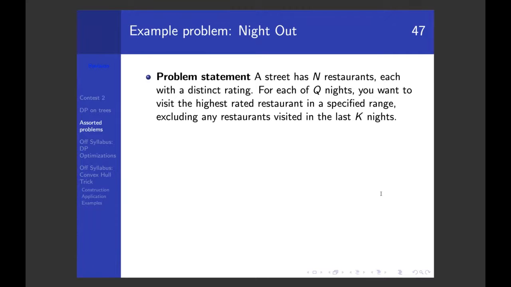And that is Night Out. In this problem, you have a street with n restaurants, each with some distinct rating. For each of Q nights, you want to visit the highest rated restaurant in a range. However, you don't want to visit the same restaurant twice. In particular, if you visited a restaurant in the last K nights, you ignore it.